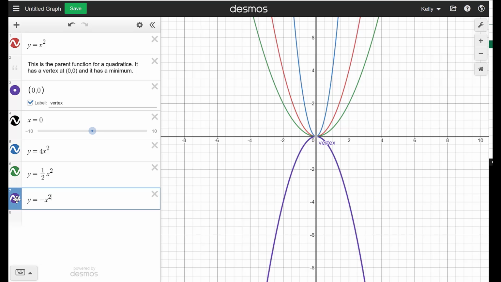And notice how it points downward now, but it's a reflection of our red graph here, y equals x squared. It reflects over the x-axis. Okay, and that is part C.